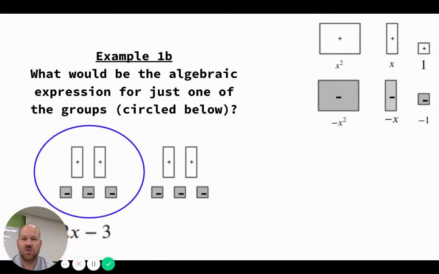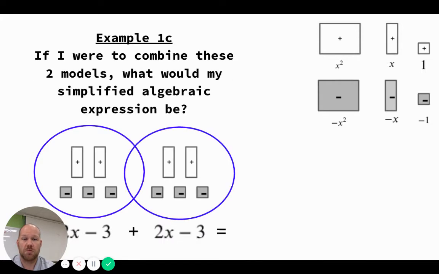Now, what if I took these 2 expressions and I put them together? I take both of those and add them up. What would be my simplified algebraic expression? Remember, that is, what do you get when you combine those 2 things and you combine all like terms?